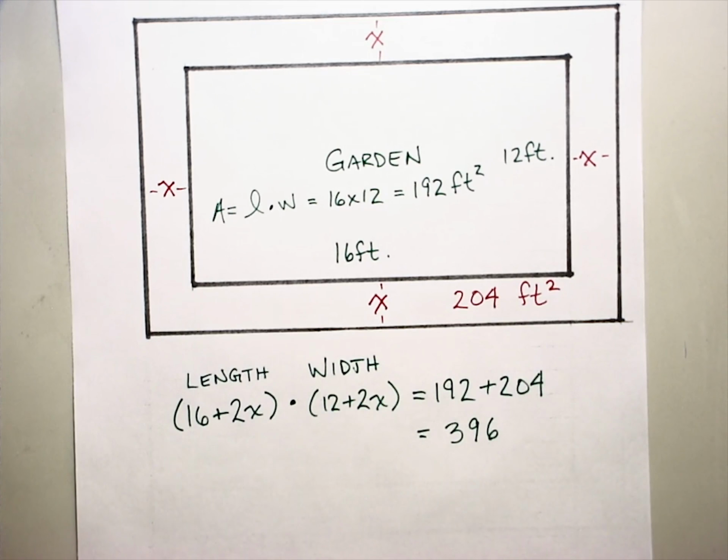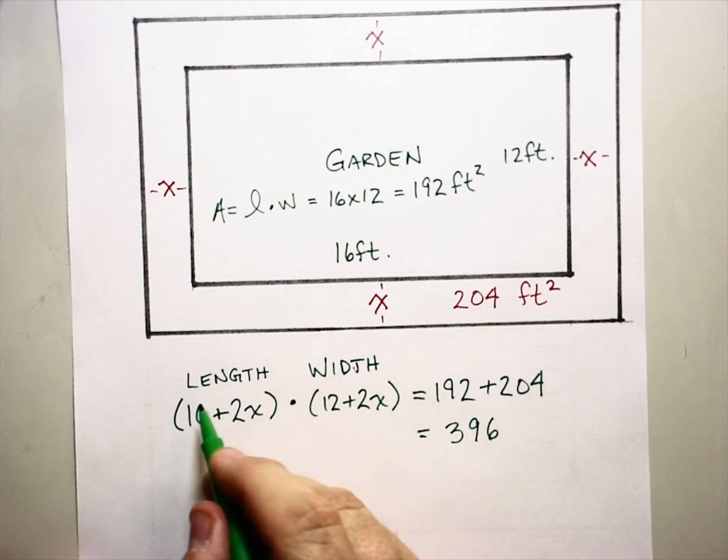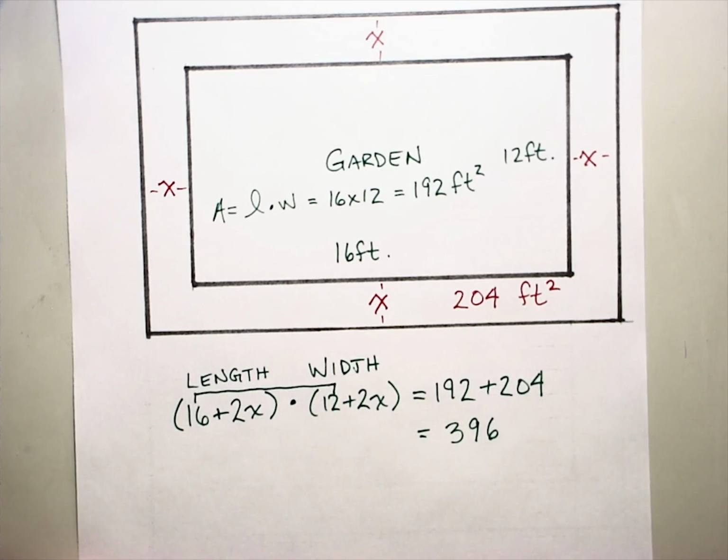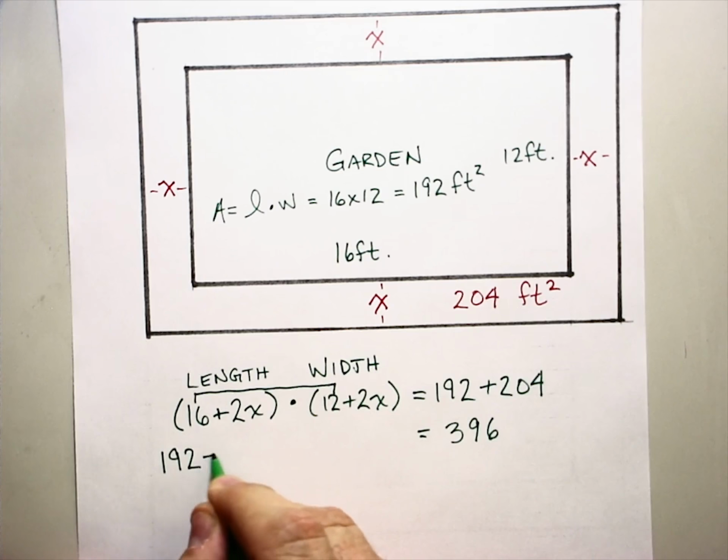We can simplify these two binomials by multiplying them together. 16 plus 2x times 12 plus 2x. We can use a couple of different methods. One of them is called FOIL, which many of you may be familiar with. FOIL stands for first, outside, inside, and last. So I'm going to multiply the 16 times the 12. Those are my first terms. And when I do 16 times 12, I get 192.